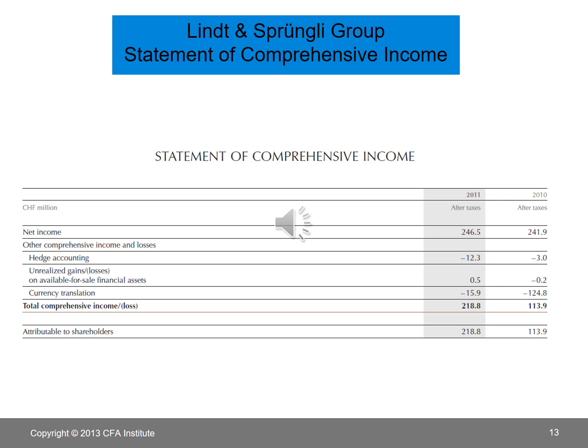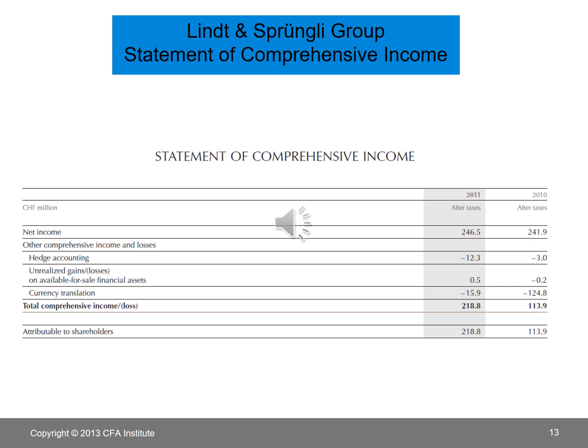Now here is the Lindt & Sprüngli Group again. They present their comprehensive income as two consecutive statements. Remember, we discussed that corporations have the freedom to either present one complete comprehensive income statement or two consecutive statements. So this is what this specific corporation chooses to do.